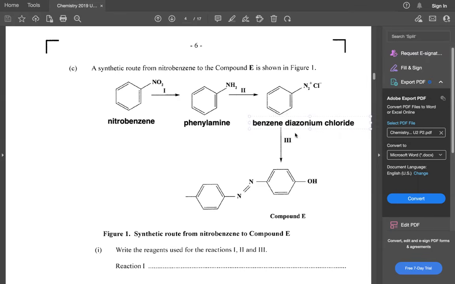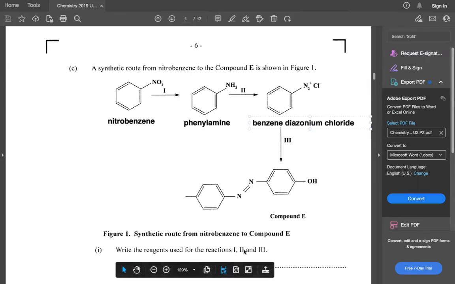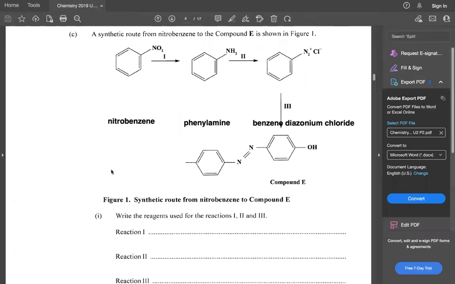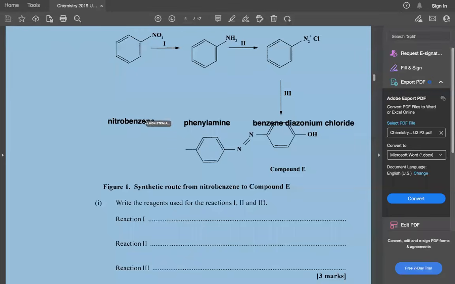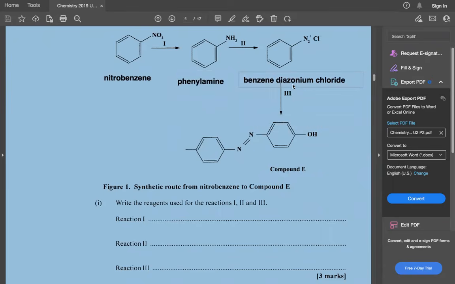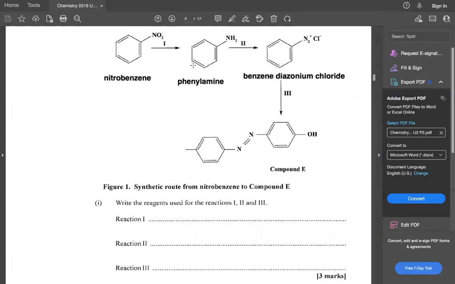So they're asking us now to figure out the reagents that were used for the first reaction, the second reaction, and the third reaction, right? So let us scroll up a bit. And then I'll just move these up as well. So let's move these back up, so they're right under their respective molecules. So that's what we're working with. And so they're asking us now to come up with the reagents that would be used for reactions 1, 2, and 3.